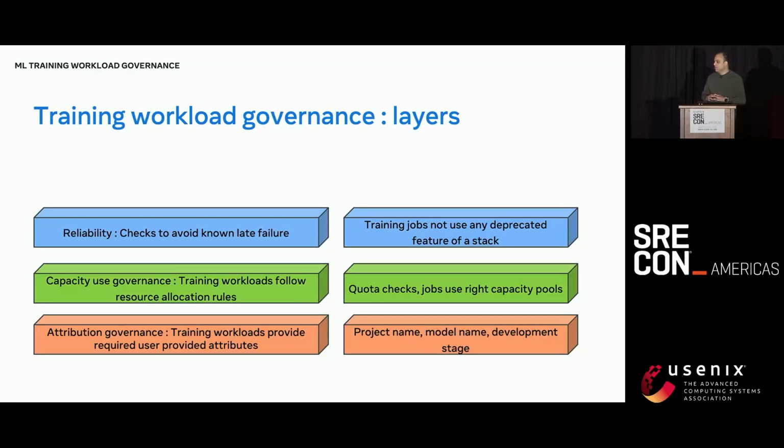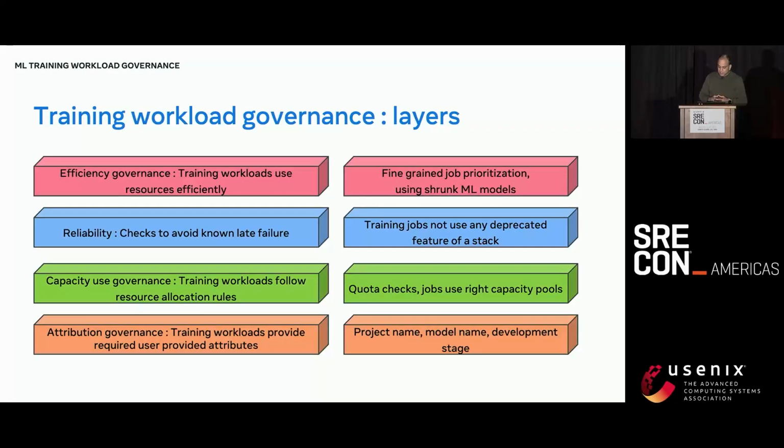Next is reliability governance. We want to make sure our jobs don't fail. In many cases, there are combinations of features or deprecated features. If they are present in a job, the job will fail. Or a certain model is targeting a hardware where we expect it to mostly be out of memory. So these failures not only hurt the capacity efficiency, they also hurt the developer productivity.